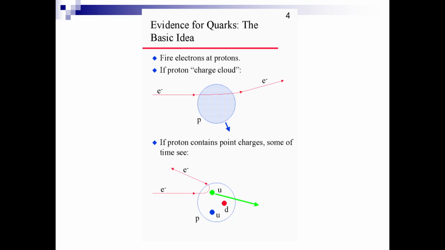This is just the evidence for quarks. So this is what they did. They fired electrons at a proton and they can infer that there are quarks inside the proton. It's just like the alpha scattering experiment, but in this case they're using electrons to scatter off the proton.